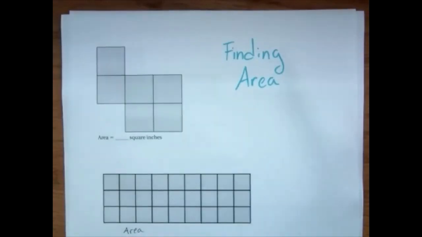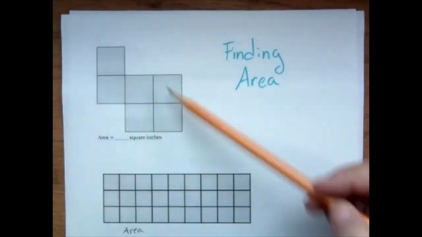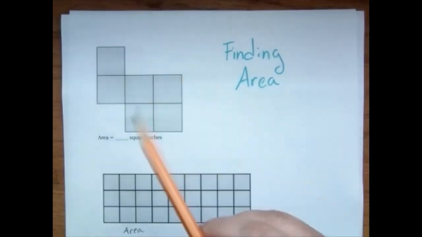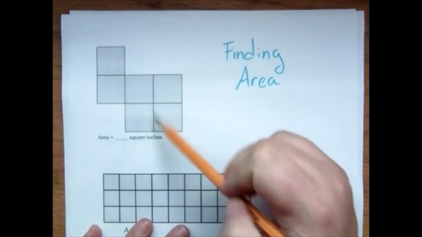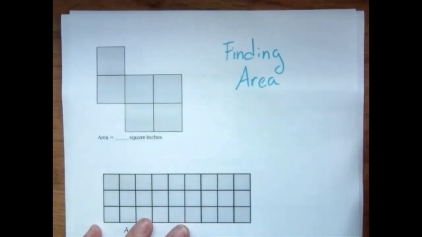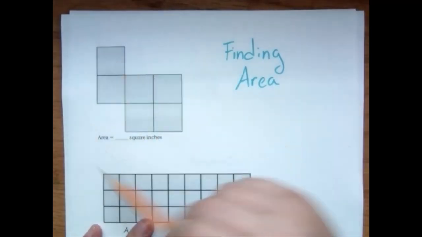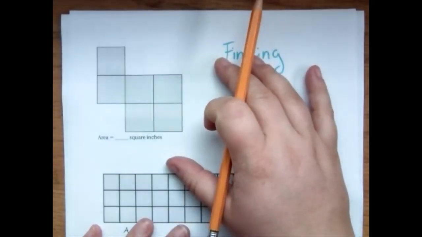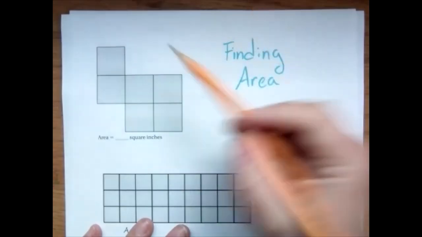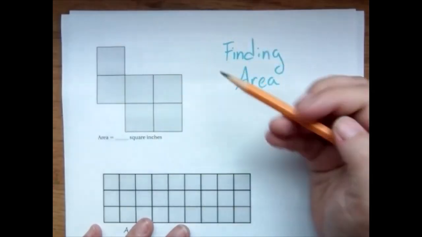When we're finding the area of a given polygon, we are looking at how many square units are inside of the shape. So here we have a polygon, and it has been divided for us into square inches. Sometimes when we have small polygons like this, we can count in order to find the area.